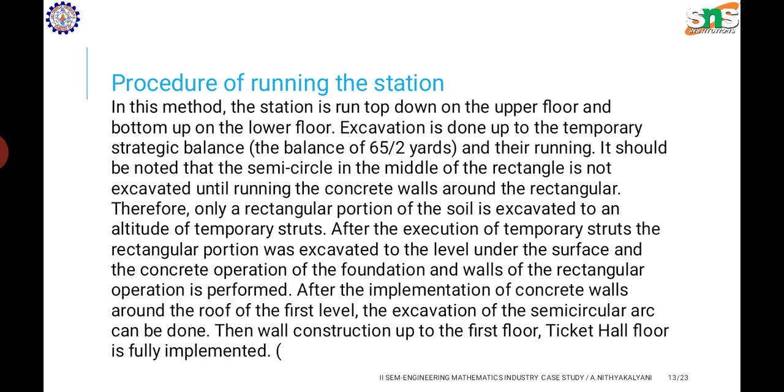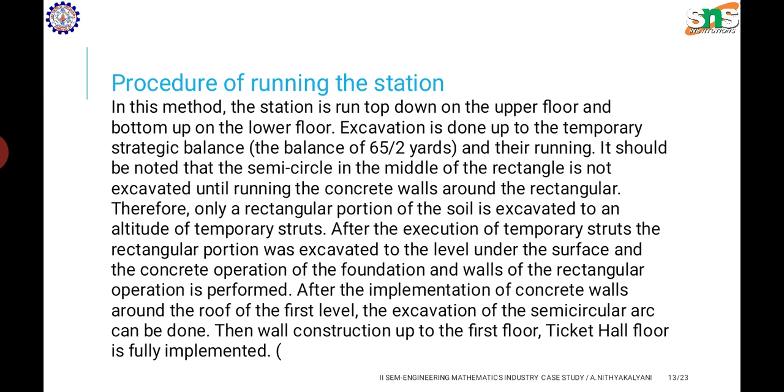Procedure of running the station. In this method, the station is run top down on the upper floor and bottom up on the lower floor. Excavation is done up to the temporary structure level. It should be noted that the semicircle in the middle of the rectangle is not excavated until the concrete walls around the rectangle are run. Therefore, only a rectangular portion of the soil is excavated to the altitude of the temporary structure.